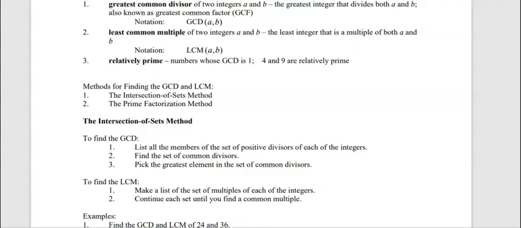If there's one that you really like, you can use it on even larger or smaller numbers. But I have just found that the intersection of sets method works best when the numbers tend to be smaller, and the prime factorization method is going to be more efficient with larger numbers.